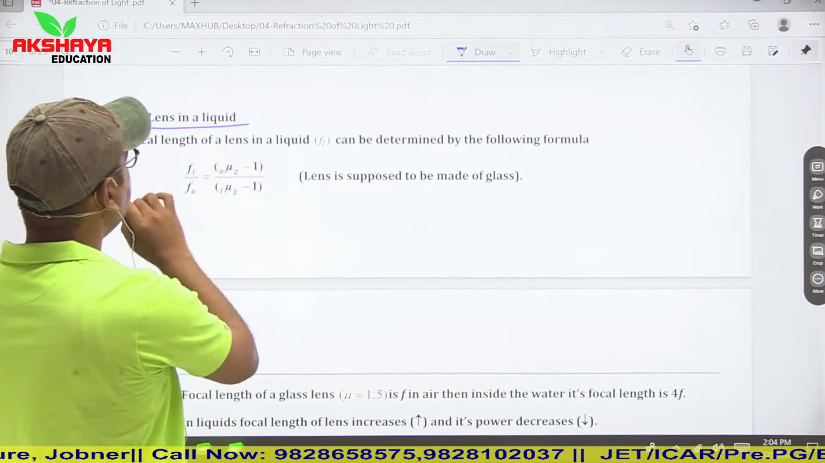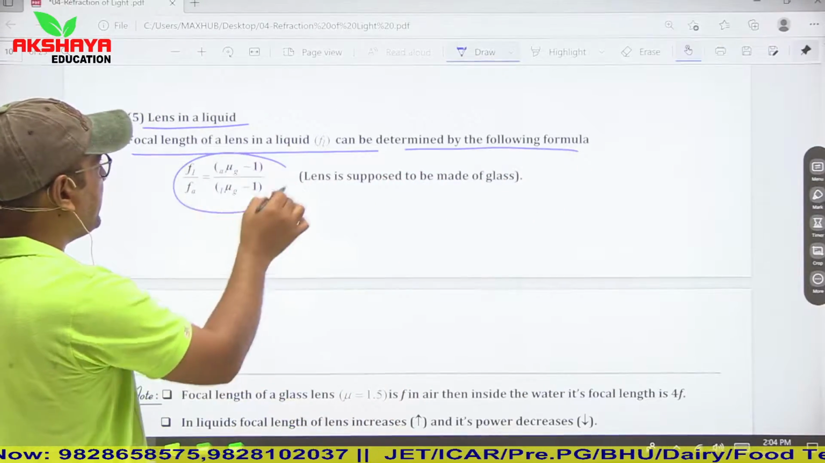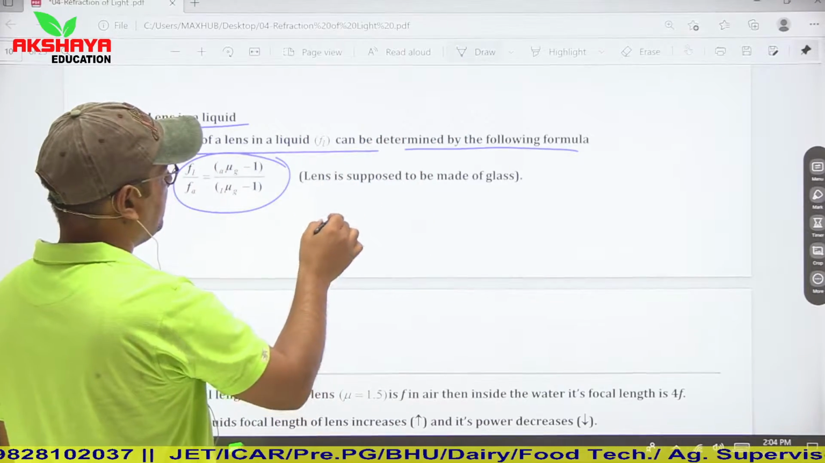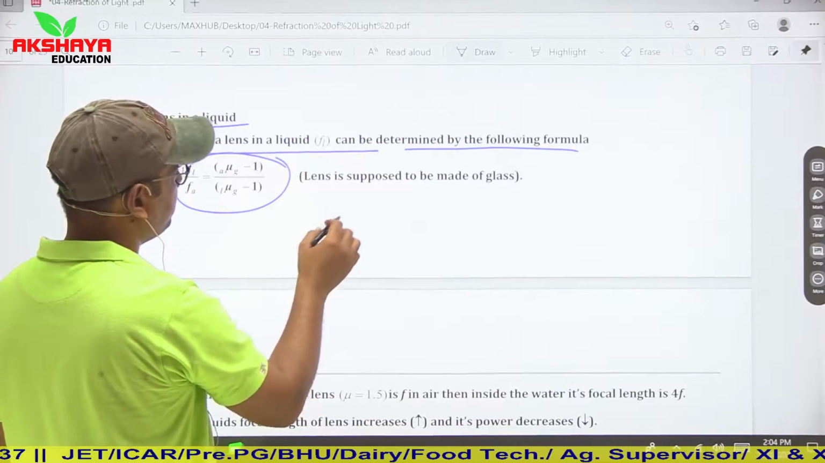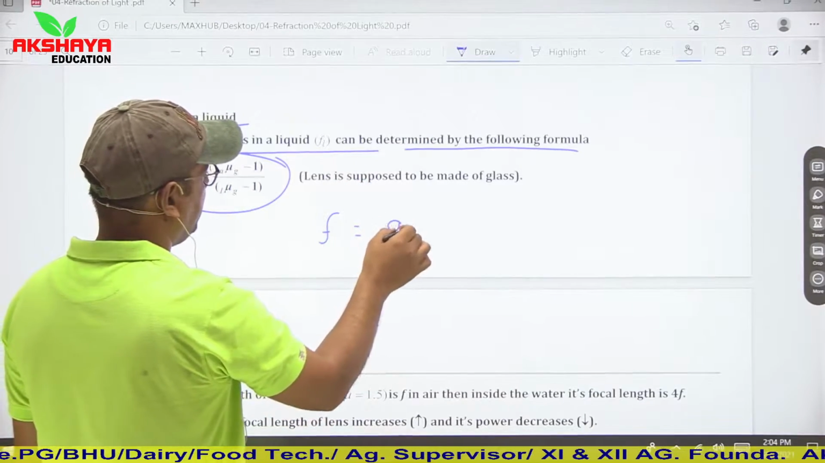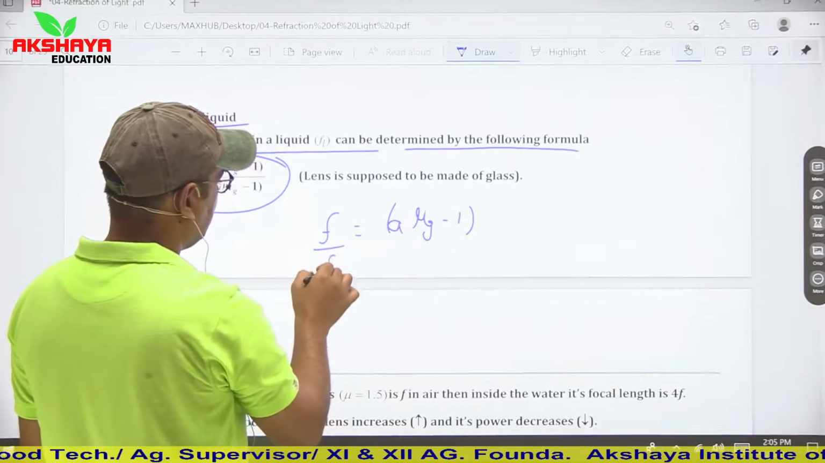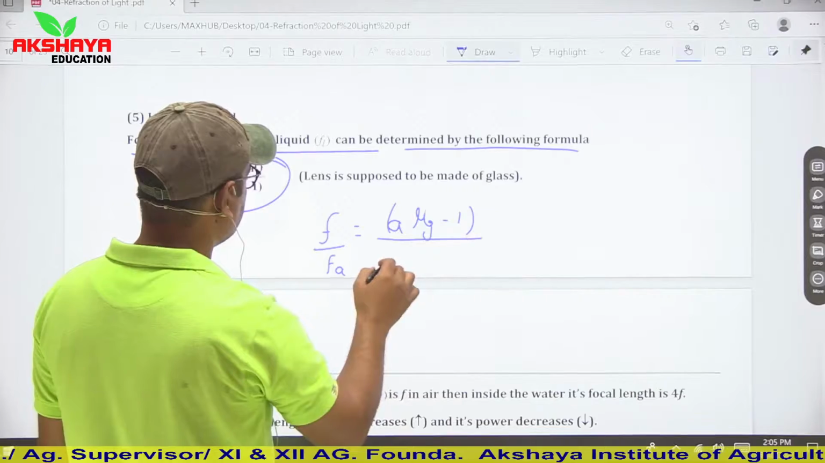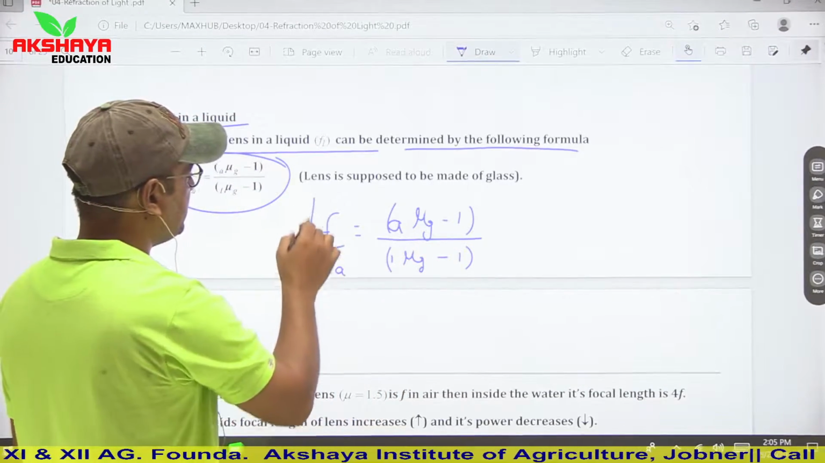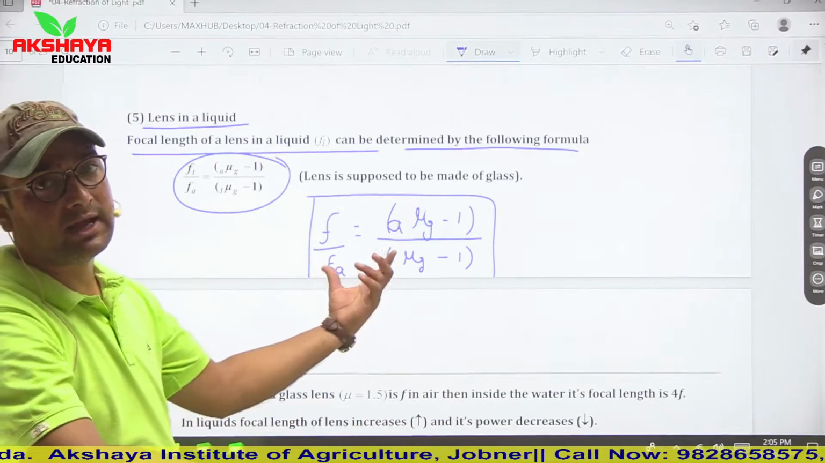See, the focal length of a lens in liquid can be determined by the following formula. We have seen in the previous lecture that the focal length f is equal to (aμg − 1) with respect to the focal length in air. So it is 1 upon (μg − 1). This is the relation which is used to find focal length in any medium.